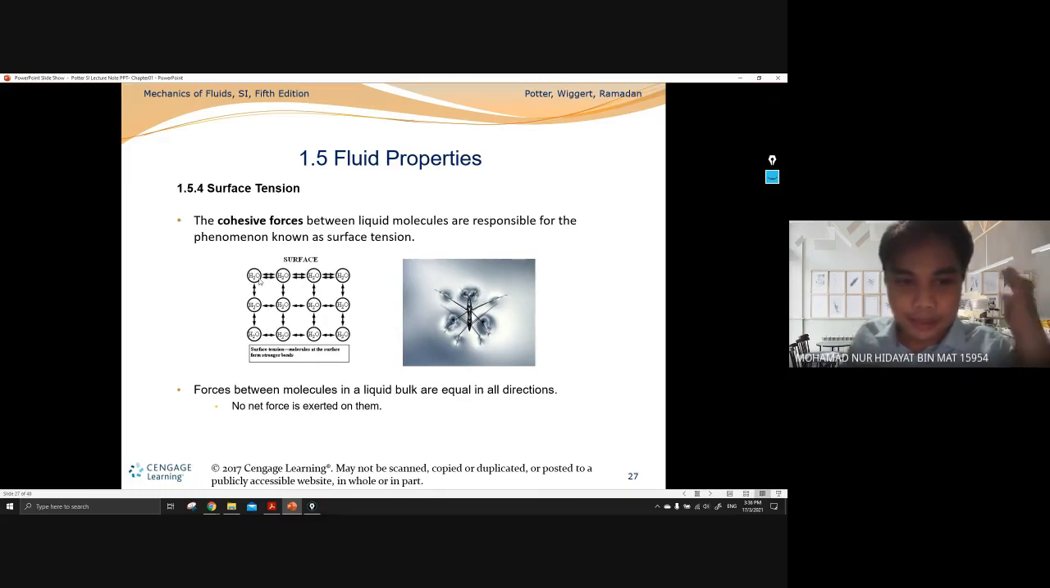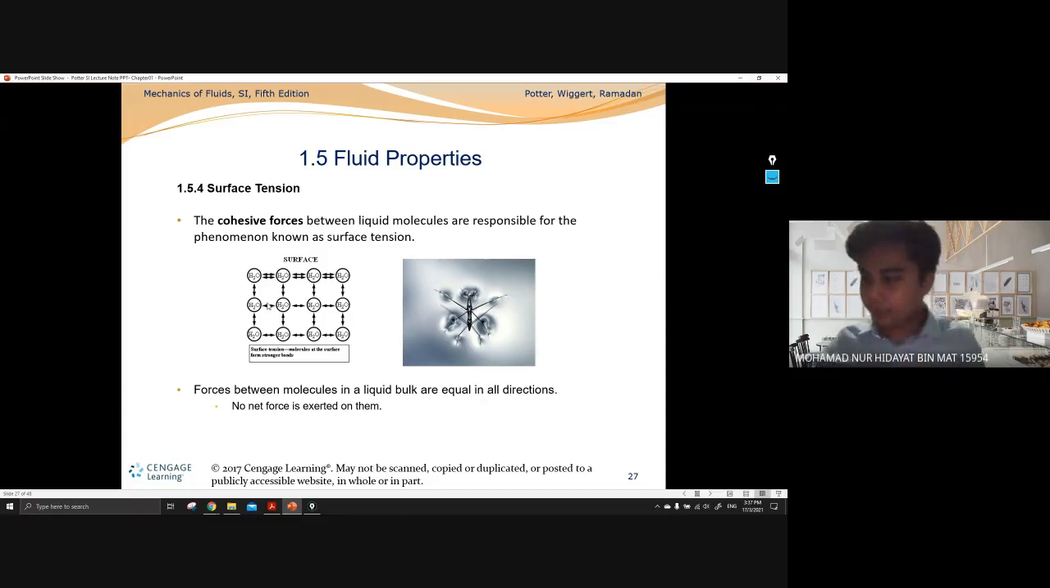For example, this is a water molecule, H2O, and on top of the water, we have the surface. This is the air, right? We are exposed to the air. We have the air surface, and here we have water. Inside the water, definitely we have the cohesive force, the bonding attraction between molecule to molecule. Because of the attraction between molecule to molecule, this will form the surface tension.